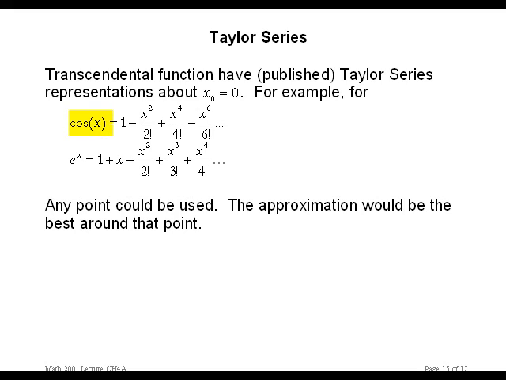Here's the cosine. Do you remember sine had all the odd powers of x? Cosine has all the even powers, but it looks similar. x squared over 2 factorial, x to the 4th over 4 factorial, and the signs alternate, plus minus, plus minus. Here's e to the x, about x equals 0. It has every term all added together. It starts with 1 plus x plus x squared over 2 factorial plus x cubed over 3 factorial. Any point could have been used. The approximation will just be the best at the particular point you choose.